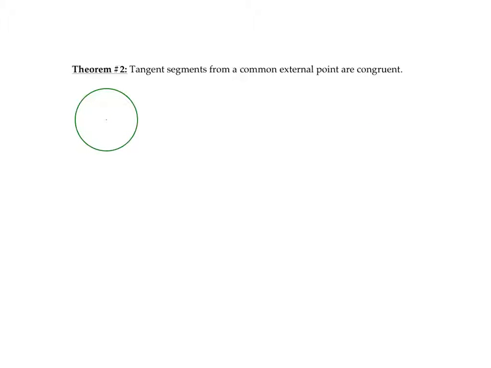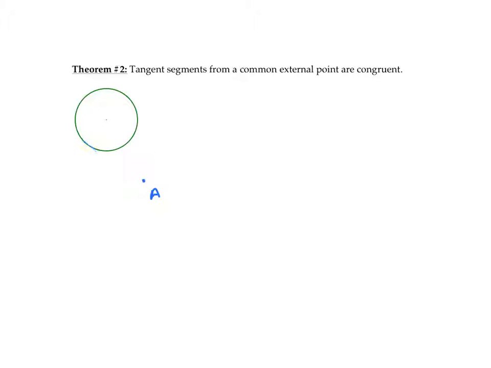Our second theorem for today simply says tangent segments from a common external point are congruent. So if we had this point out here that I'll call point A, and let's say this is a tangent segment here. Let's try that.